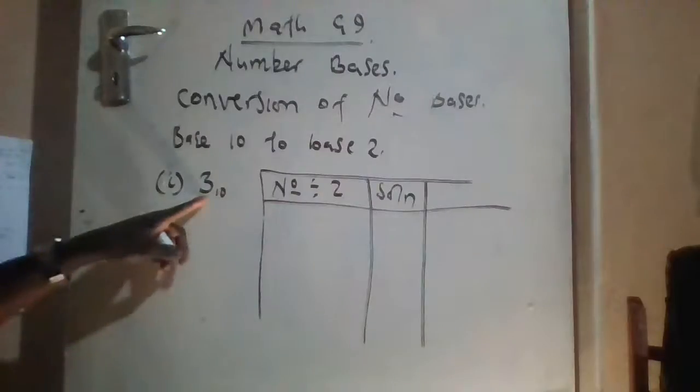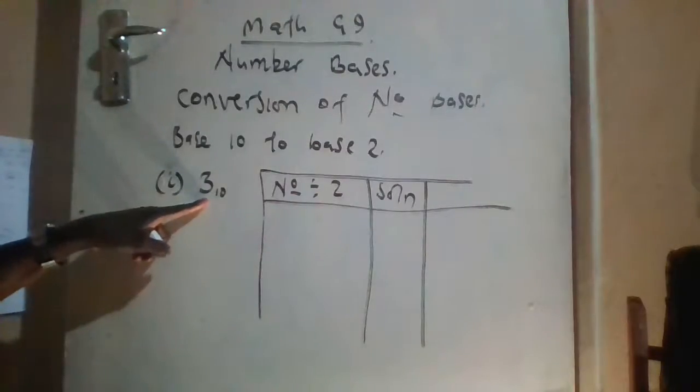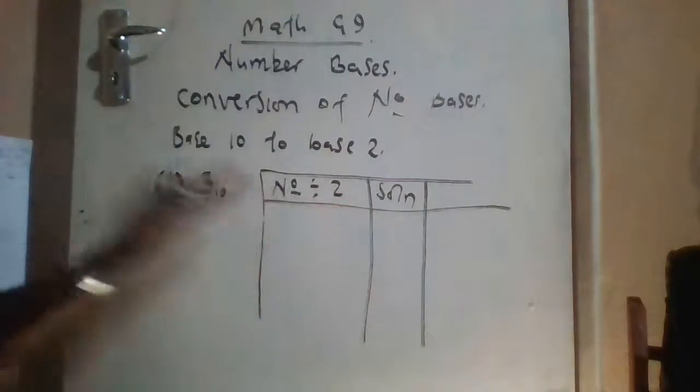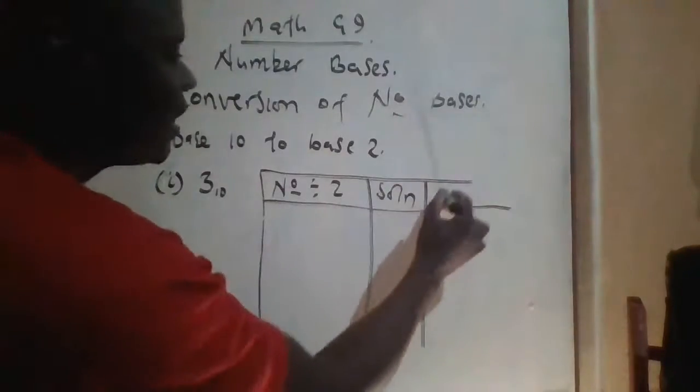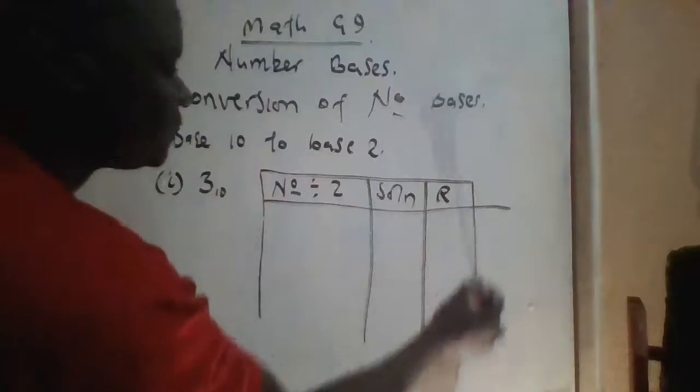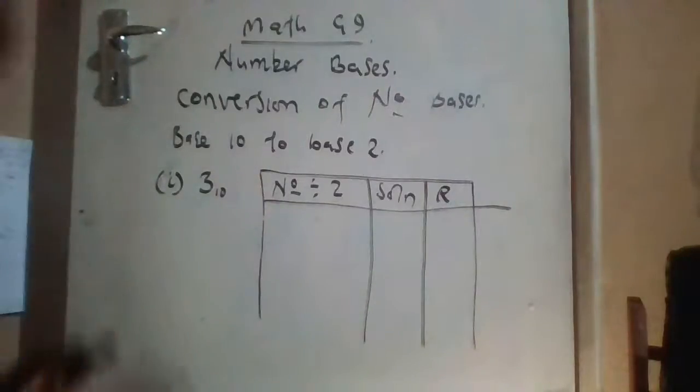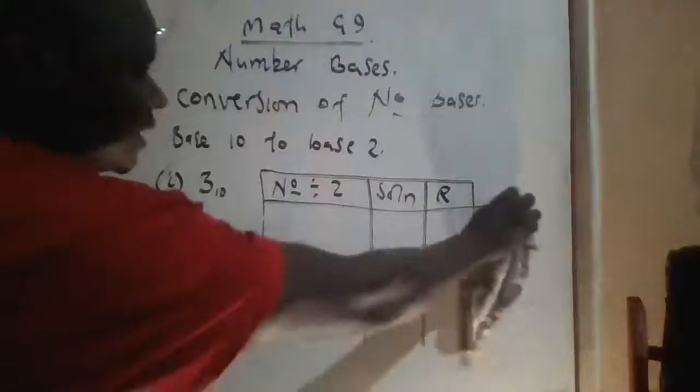If you're dealing with an even number, to start with, the 3 itself. When you divide the 3 by the 2, you're going to have a remainder. So how do you take care of that remainder? The remainder will be written here. So that is a table that you need to have when you're converting numbers from base 10 to base 2.